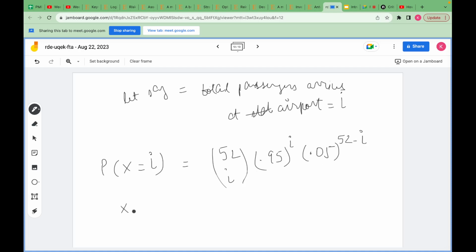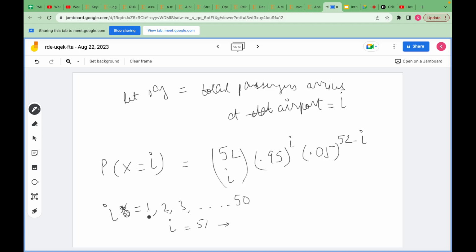Now this x can be 1, 2, 3. One passenger will arrive, two passengers. Sorry, this I can be 1, 2, 3 up to 50. Because if I equals 51, then the capacity is only for 50 passengers, so we cannot accommodate 51 passengers.